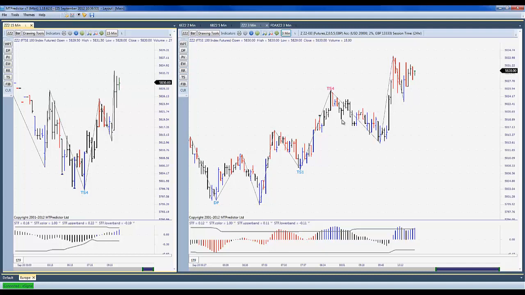This is the 3-minute chart in the middle. This is the 15-minute chart on the side. We have the 15-minute chart because we use this for the large degree trend direction. So here you can see we had a TS4 buy setup at this particular point in time here, which actually equates to these lows here.